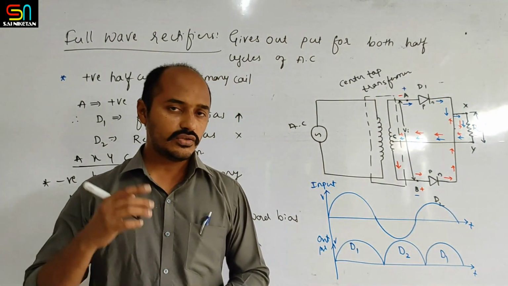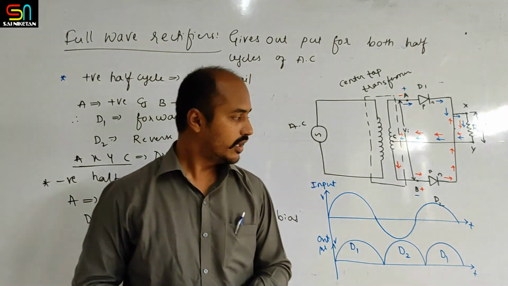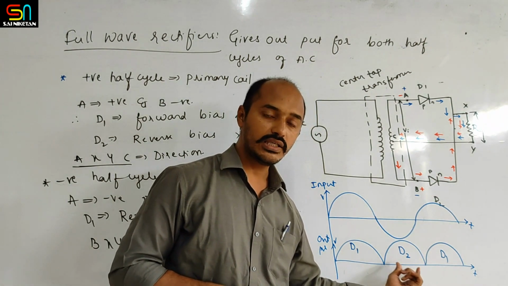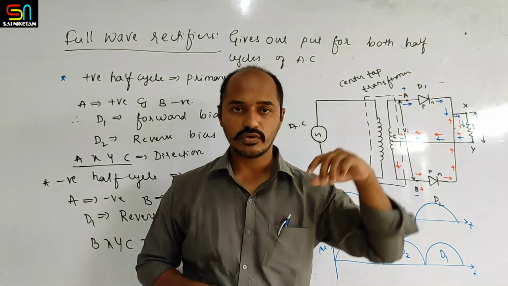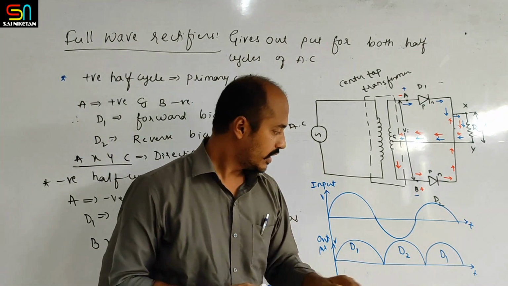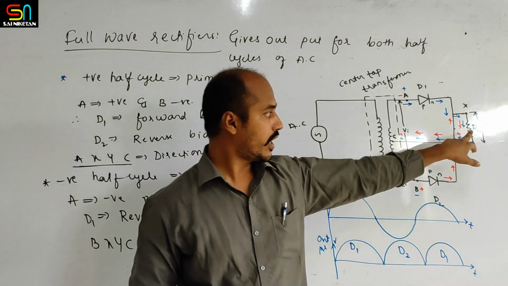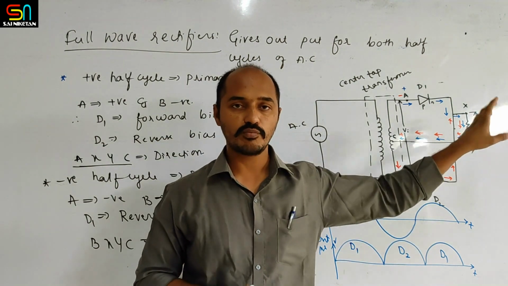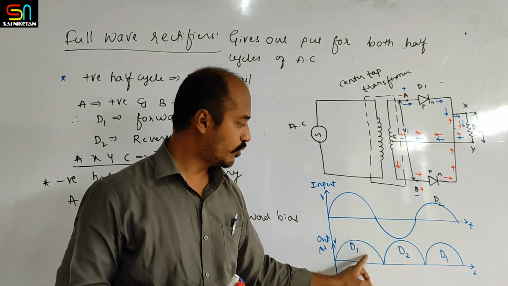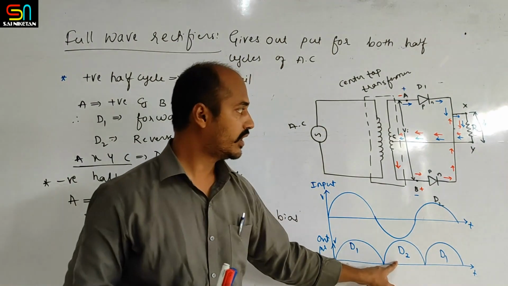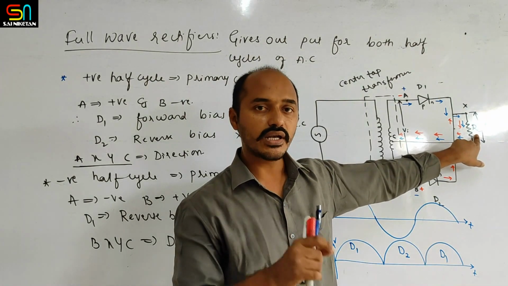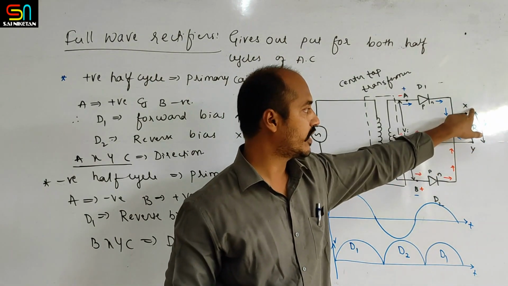Now you may find a question there. During the negative half cycle in the input, why is the positive cycle coming as an output? Why does it become positive? The answer is that D2 is the output across this load resistance, RL. See, in both the half cycles, if you consider this load resistance RL, the direction of current in both the half cycles is from X to Y.